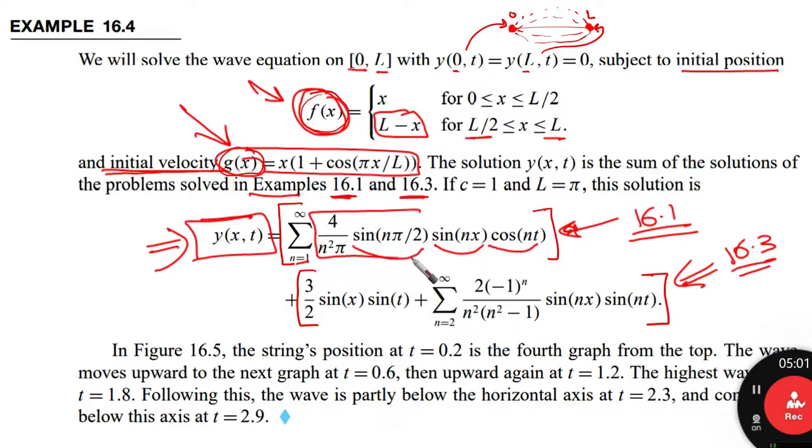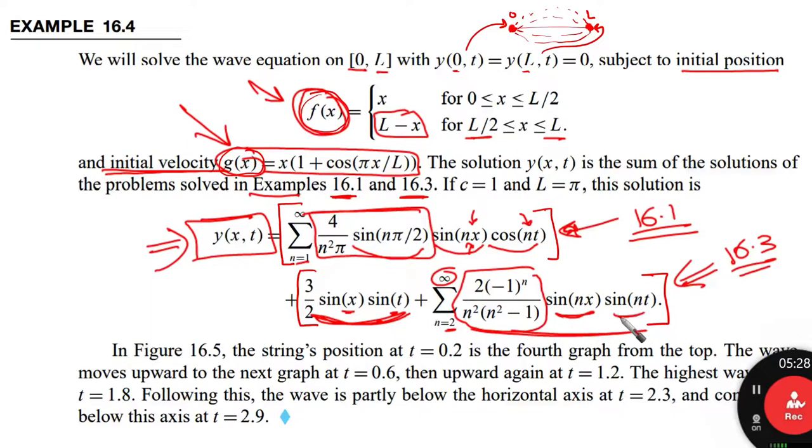Okay, this is the coefficient in this case, and these are the two functions giving us x and t, and the second part is the same also. It is 3 over 2 sine x sine t, and then we have some coefficient here. Do you remember, this is for n equal to 1, this is for n equal to 2 until infinity. This fraction times sine nx sine nt, right?